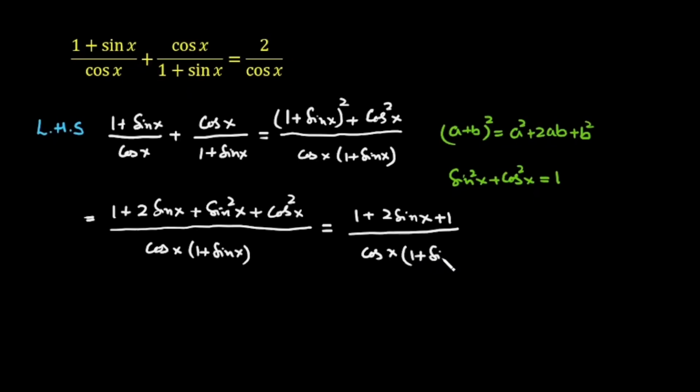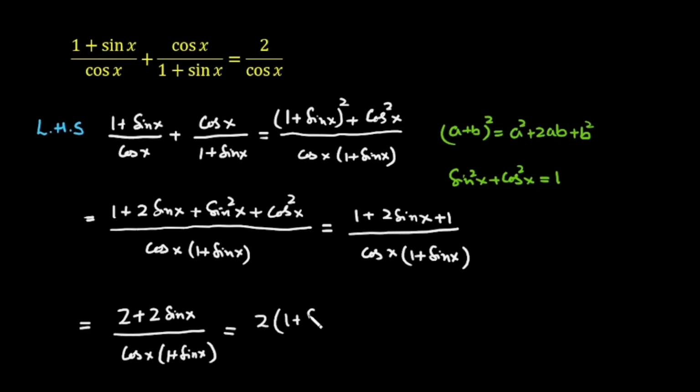times (1 plus sin x). So in the next step, this is further equal to 1 plus 1 is 2, plus 2 sin x, over cos x times (1 plus sin x). This is equal to, take the 2 common from the top. So this is 2 outside, inside (1 plus sin x), over cos x times (1 plus sin x).